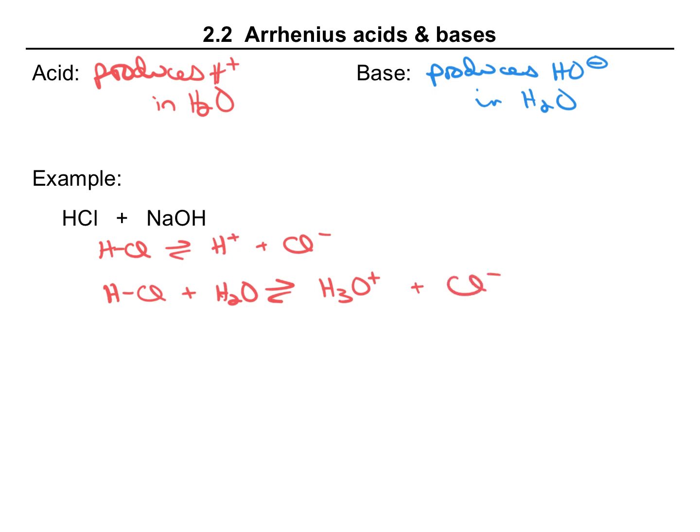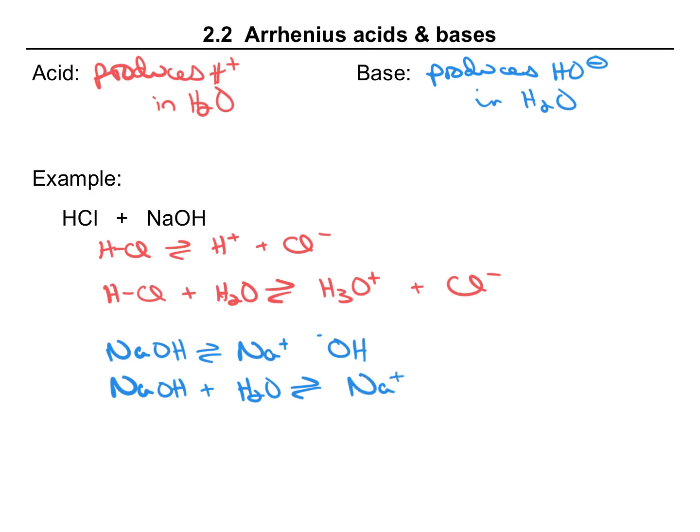With sodium hydroxide, we can think of sodium hydroxide dissociating to form sodium plus and hydroxide. Or we could think of it as sodium hydroxide plus water will give sodium ion plus hydroxide plus water. When we have an acid reacting with a base, they are going to form water and, in this case, sodium chloride, which is a salt, and so this is called a neutralization reaction.